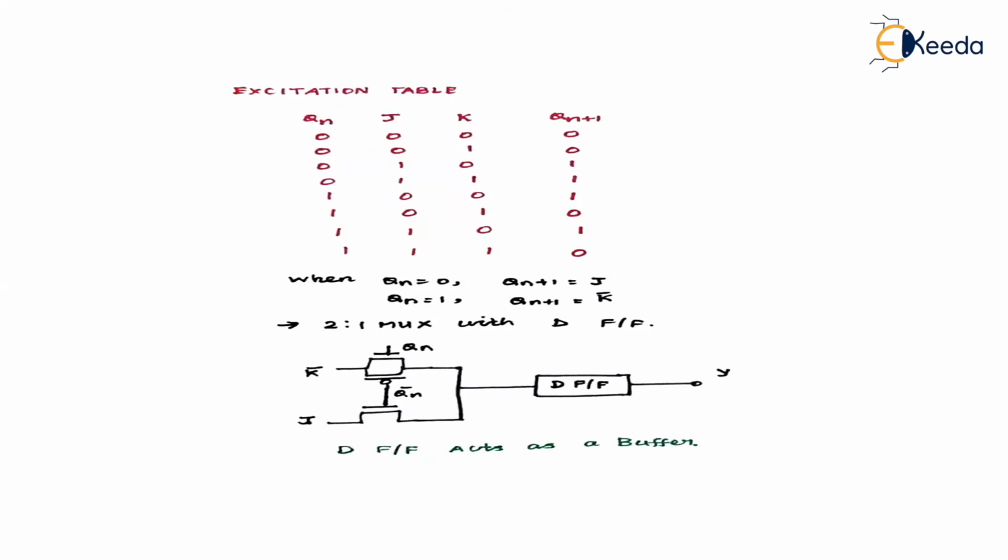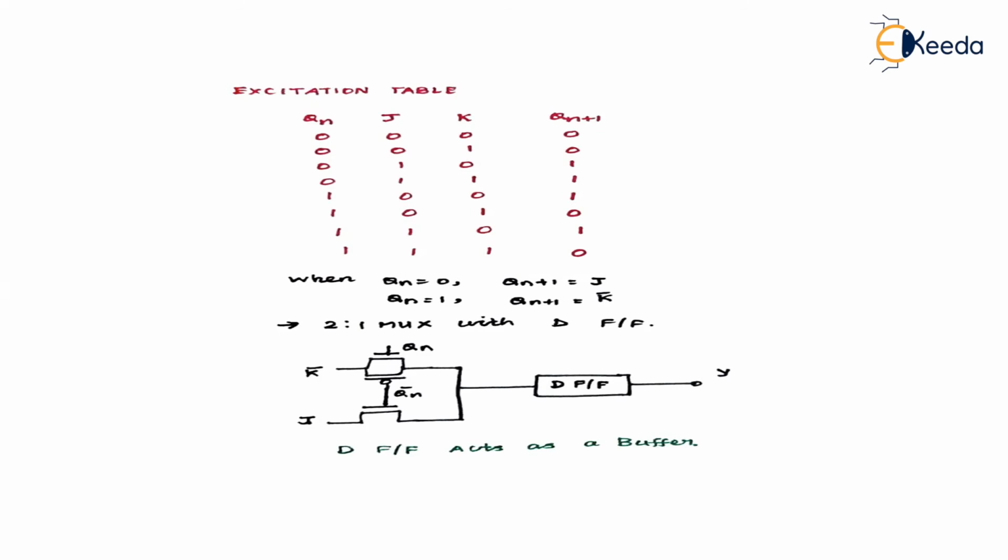Qn being a present input, and J and K are the inputs. So Qn, J and K being the input, Qn plus 1 be the output. Now there are three inputs named Qn, J and K. For three inputs, I can have 8 variations in the input: 0,0,0, 0,0,1, 0,1,0, 0,1,1, 1,0,0, 1,0,1, 1,1,0, 1,1,1.